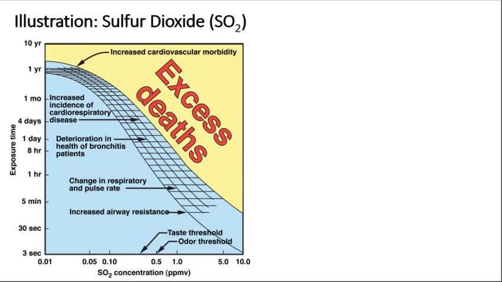We can illustrate these points by example for common air pollutants. Here we show the depiction for sulfur dioxide. The horizontal axis is the concentration of sulfur dioxide in parts per million, ranging from 0.01 ppm to 10 ppm. The vertical axis is exposure time, ranging from 3 seconds to 10 years. We indicate 3 areas within the body of the graph.